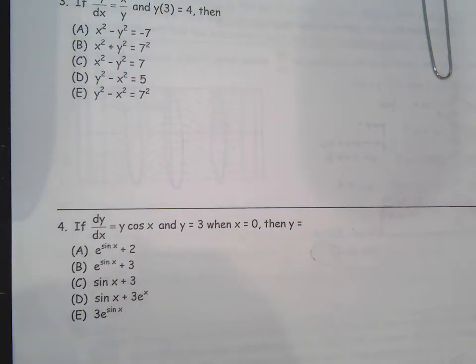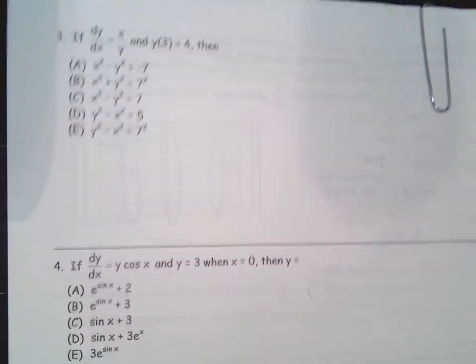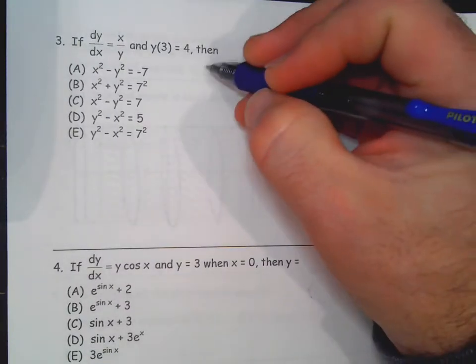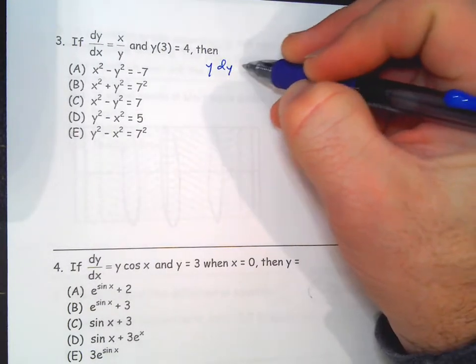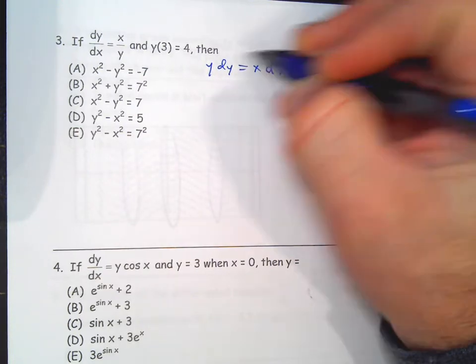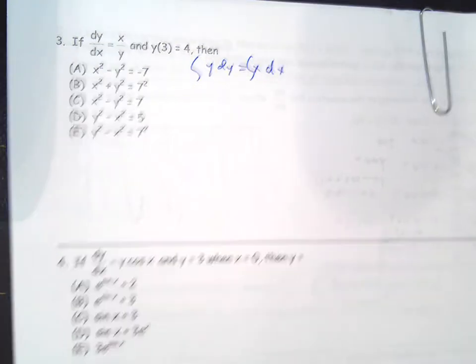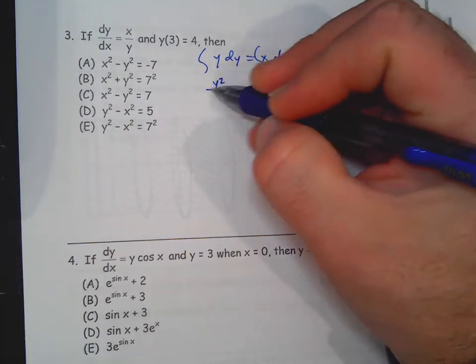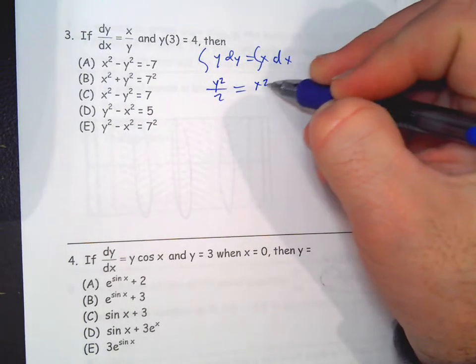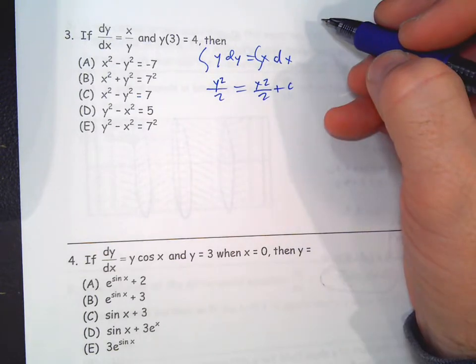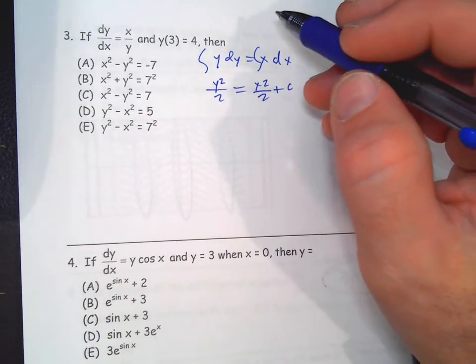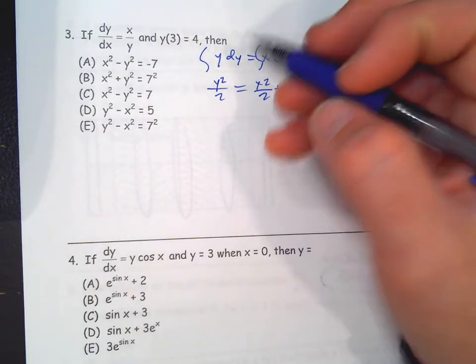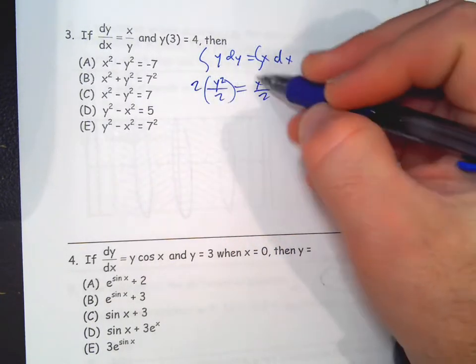So we got some solving differential equation problems. We are going to separate the variables and integrate both sides. And so then we get y squared over 2 equals x squared over 2 plus C. Now I'm looking at the answers. They all seem to be written in the form of a conic section, so I'll keep that in mind. I'm probably going to multiply everything by 2.